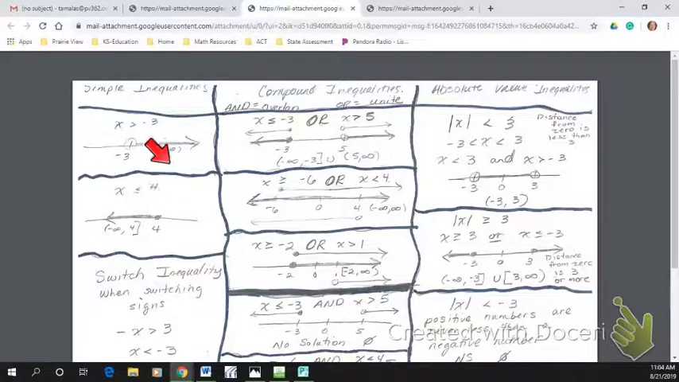Now, I also have interval notation underneath here. We're going to go over that in just a second. I think you did that in Algebra 2 last year, but I have another page of just interval notation. So simple inequalities, the most basic simple ones, are the ones with just one inequality symbol and no absolute value.